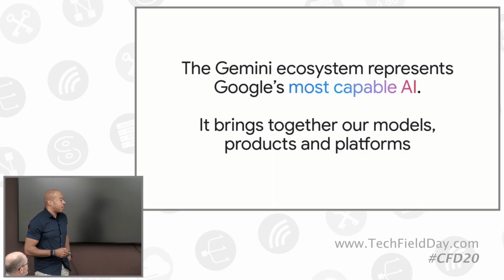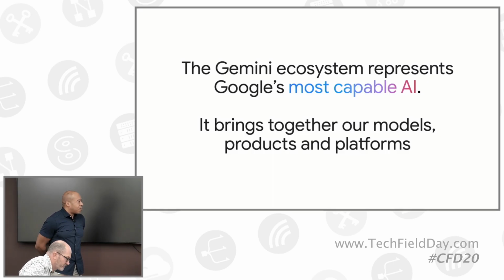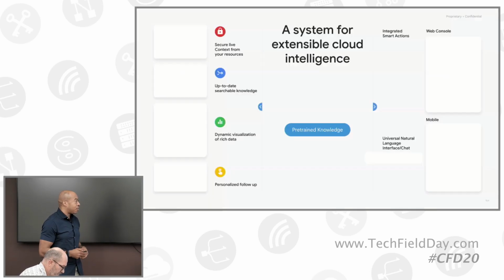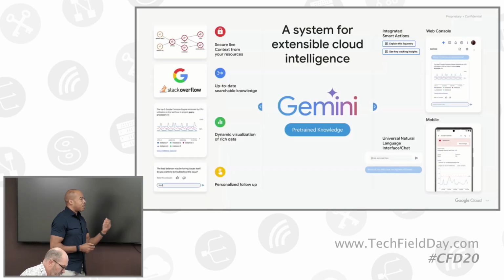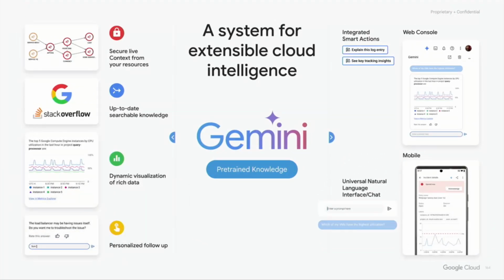So I want to give you a definition. It really represents a way that we bring all of this together. And so Gemini Cloud Assist is going to be one of the ways that the intelligence of Gemini is applied. Let me give you a picture for that. Extensible cloud intelligence is another layman's definition that we give, where you see information that flows in from natural language, from things like Stack Overflow, helping you visualize data. It really brings a lot of things together.